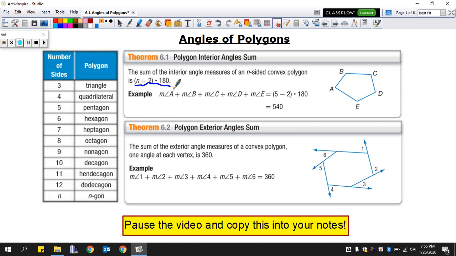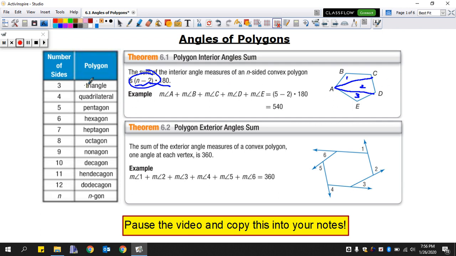Where that comes from is that if you start here at A and you divide this into triangles, you can see that this pentagon has one, two, three triangles. You know that in each triangle, the sum of the interior angles is 180 degrees. So n minus 2 is basically how many triangles there are, times 180.